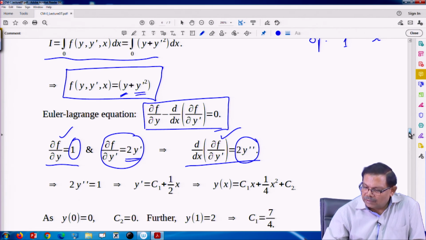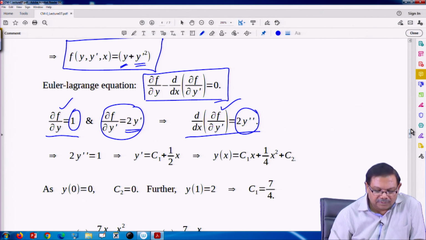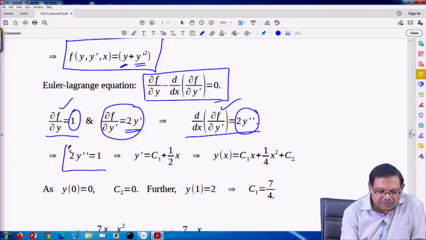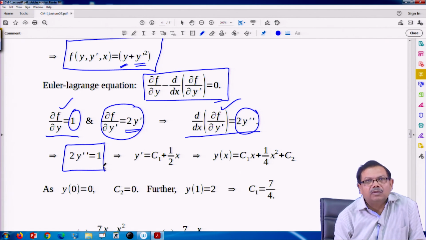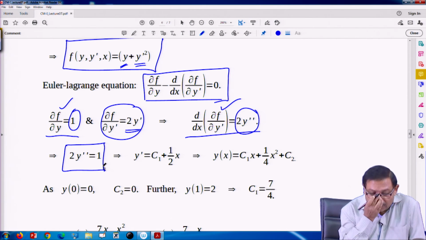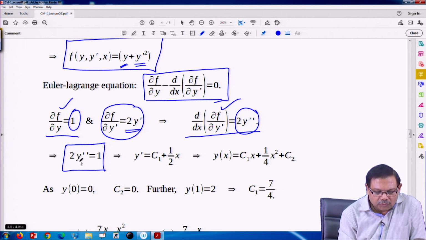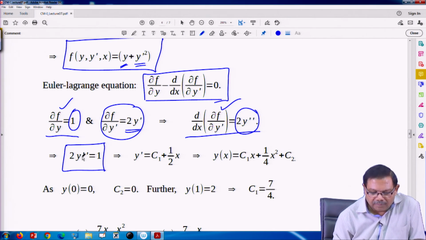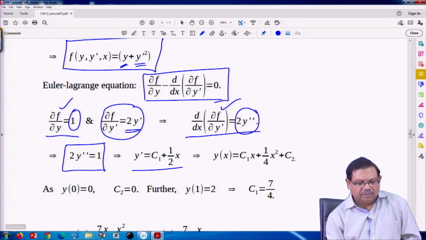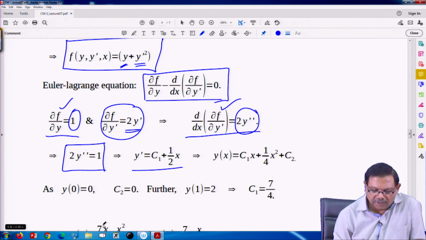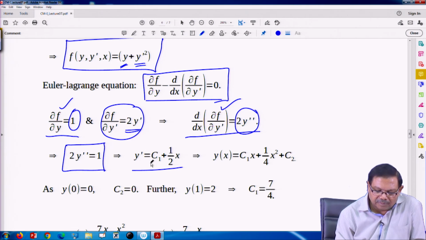So, as soon as we equate that, we have this equation, and now we have to integrate this. Taking 2 to the other side, y double prime is half. So, integrating once, y prime would be half of x plus c1, some constant of integration.